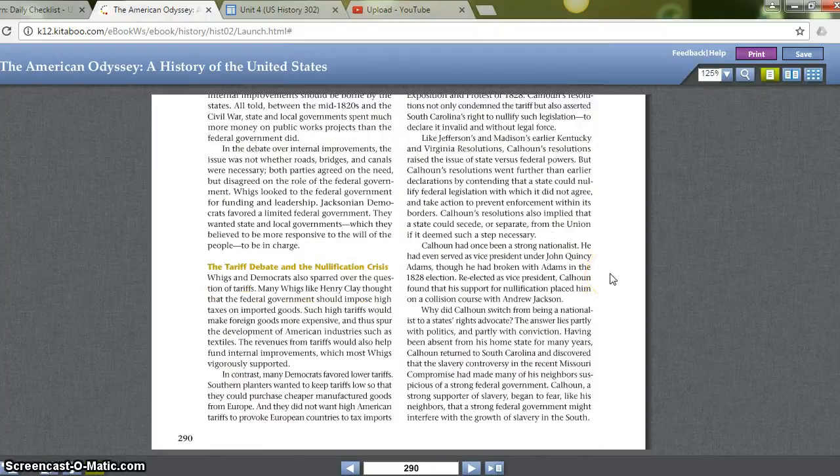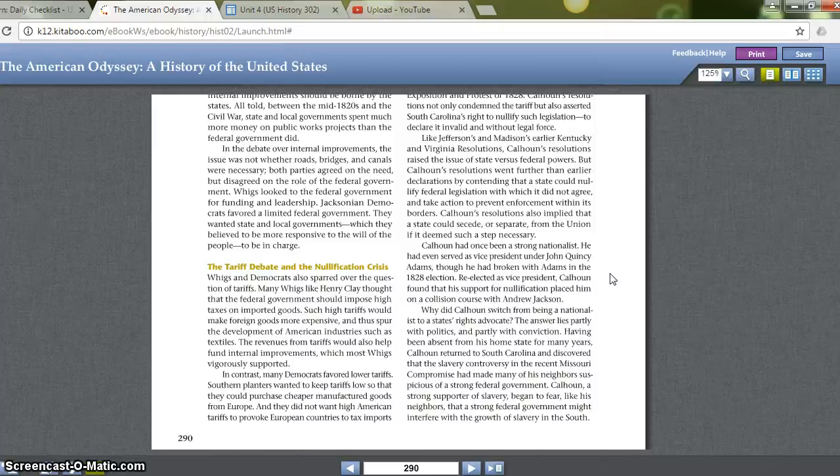Calhoun had once been a strong nationalist. He had even served as vice president under John Quincy Adams, though he had broken with Adams in the 1828 election. Re-elected as vice president, Calhoun found that his support for nullification placed him on a collision course with Andrew Jackson. Why did Calhoun switch from being a nationalist to a states' rights advocate? The answer lies partly with politics and partly with conviction.